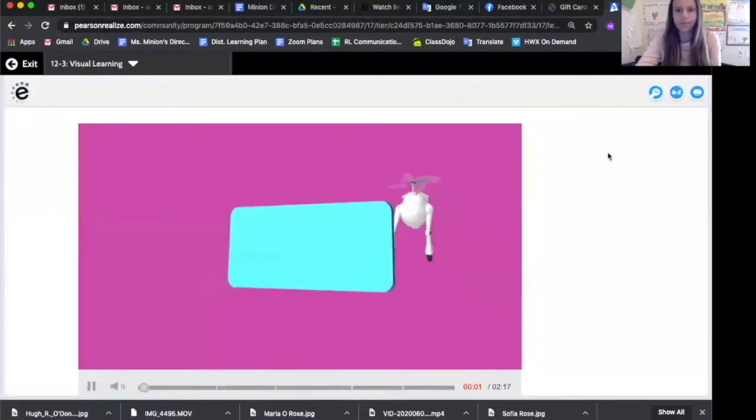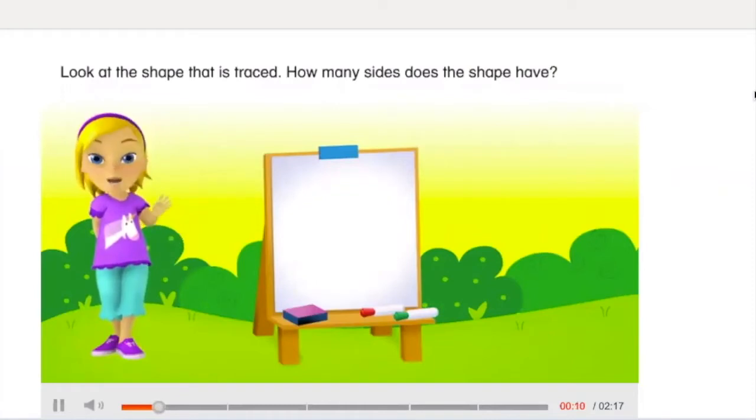Friends, yesterday we talked about circles and triangles. Today we are going to be reviewing some other shapes: squares, rectangles, and hexagons. Ready? Let's get started. What do you know about shapes with four sides?